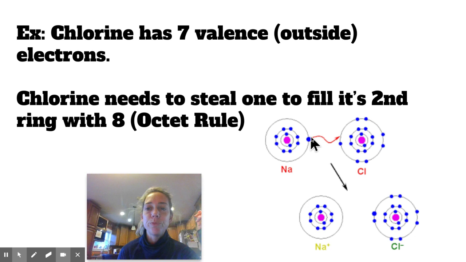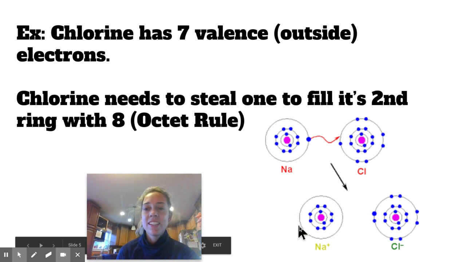So sodium will give its electron to chlorine. Now chlorine has 8, and now sodium has none, and that one ring, its outer ring, which now is this one, is completely full, and they're both more stable. But that makes sodium positive and chlorine negative.